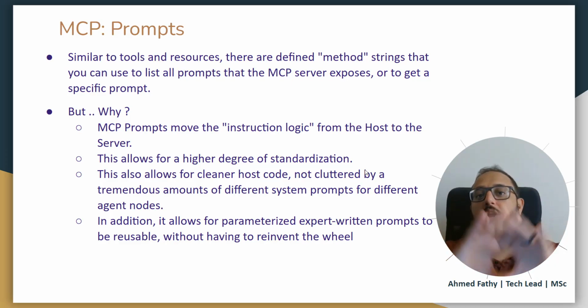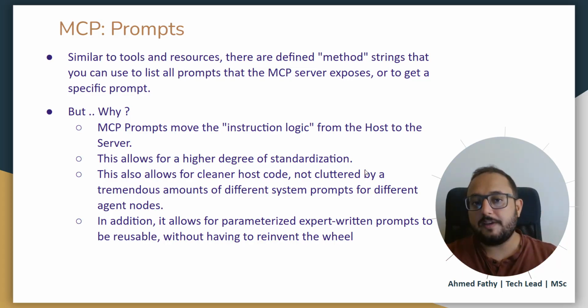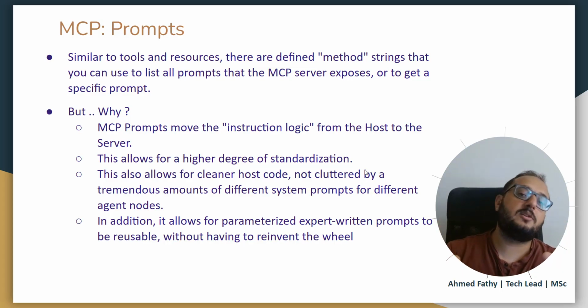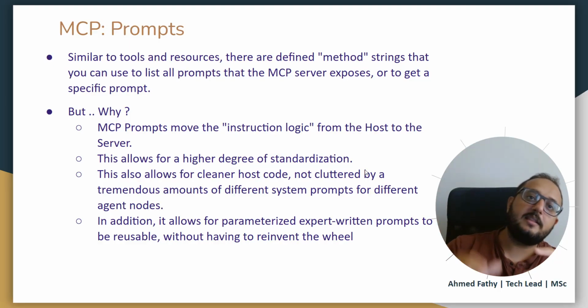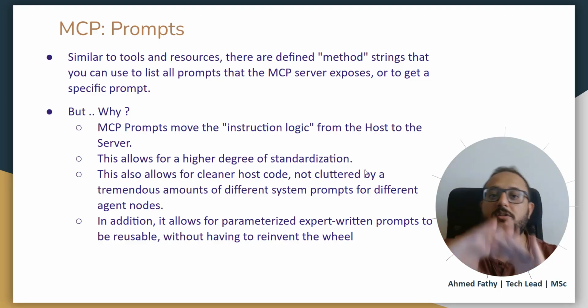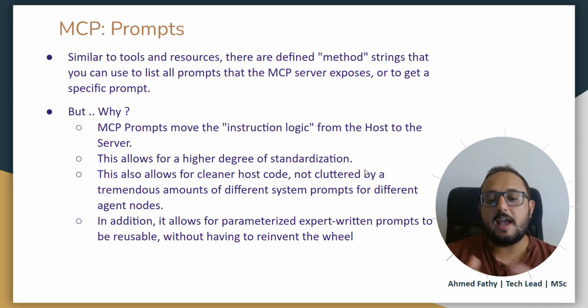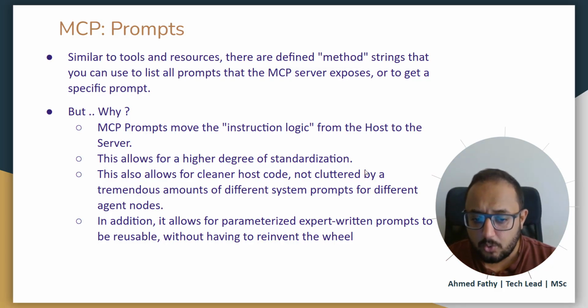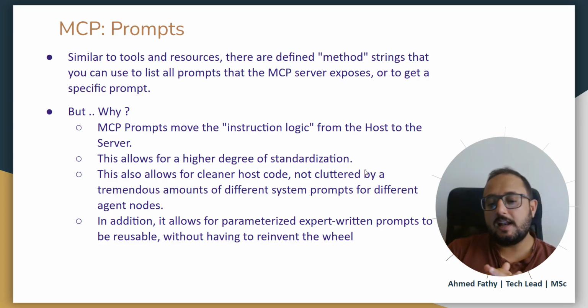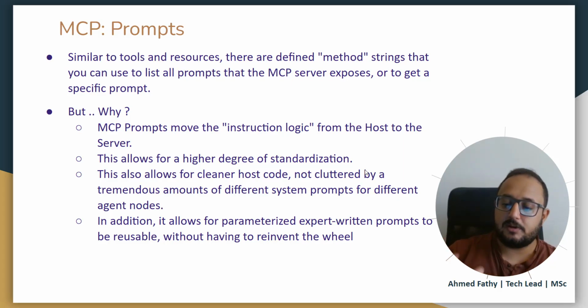Because imagine you have a large graph with a lot of agents and every one of them needs their own prompt. You would have to define different prompts for every different node. And again, if you have multiple AI applications, you will repeat this all over again. So this centralization actually leads to cleaner host code. In addition, it allows for parameterized expert-written prompts to be reusable without having to reinvent the wheel.